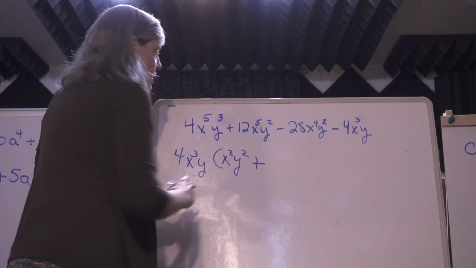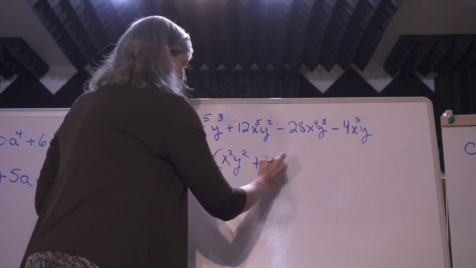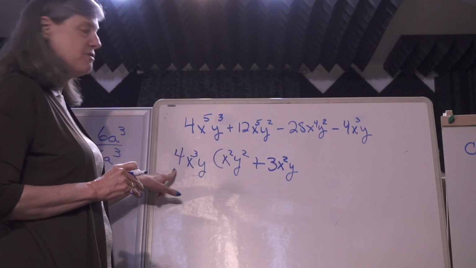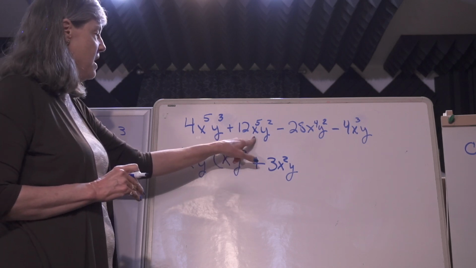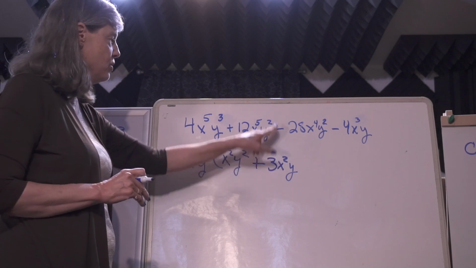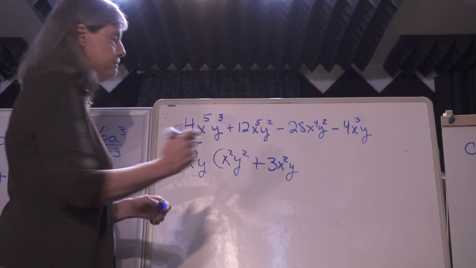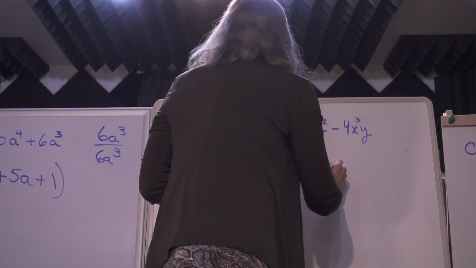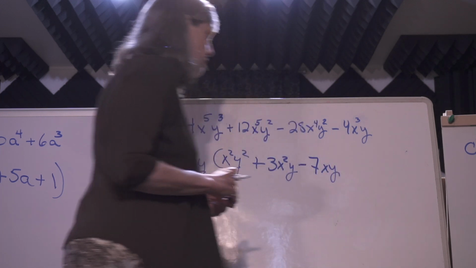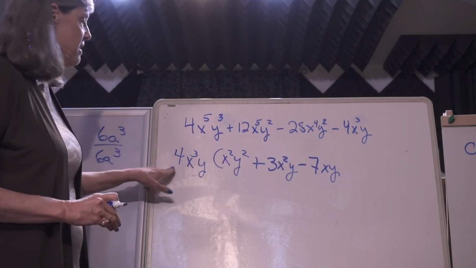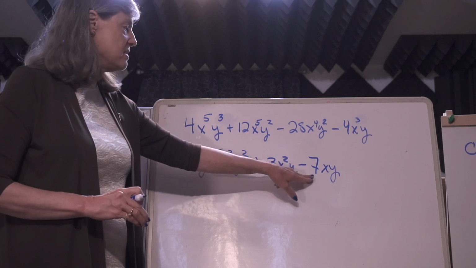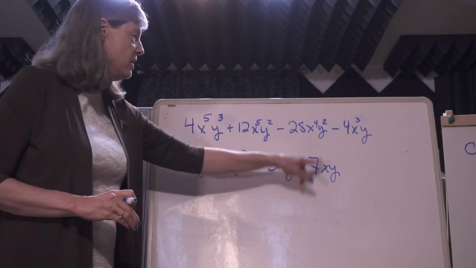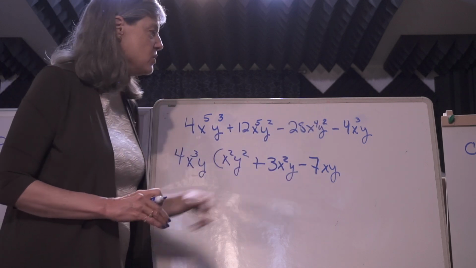Okay, let's look at the next one. This one would be 3x squared y. 12 divided by 4 is 3. X, 5 minus 3 is 2, and 2 minus 1 is 1. Let's look at the next one. This one would be 7xy. So again, 28 divided by 4, or factor out 4, is 7. The x's are the same, so 4 minus 3 is 1, and y's 2 minus 1 is 1.